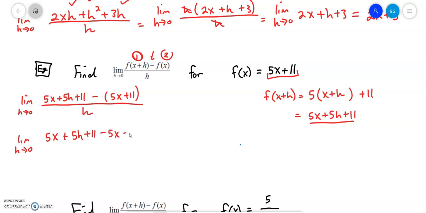5x minus 11. So I just distribute the negative across those parentheses. Let's see here. 5x cancels negative 5x, and positive 11 cancels negative 11. And so I just get the limit as h goes towards 0 of 5h over h, which those cancel each other. So that's nice. That takes away our division by 0 problem.